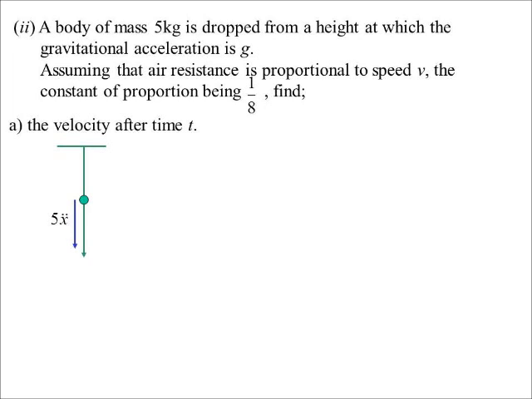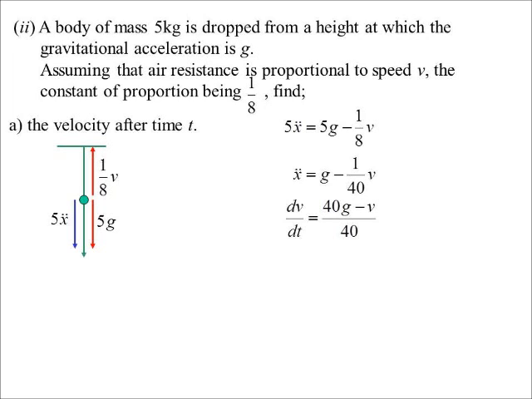Whether you leave it as m or you sub it in, they've told me the mass is 5, so I've made it 5x. Gravity going down now will be 5g. And there'll be air resistance going up of 1/8 v. So 5x double dot is equal to 5g minus 1/8 v. Divide through by the 5, I've got my expression for acceleration.